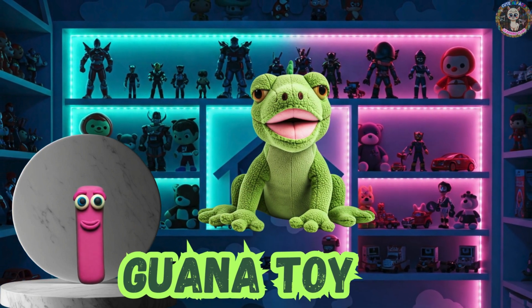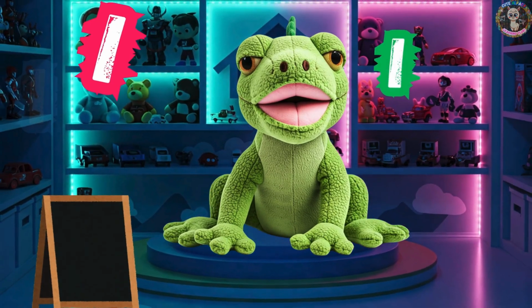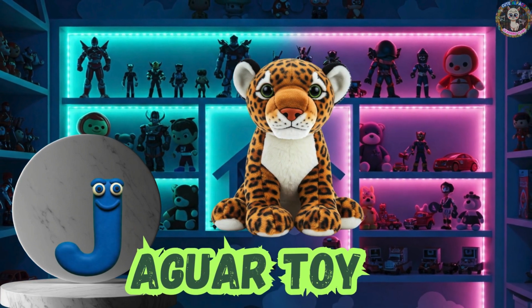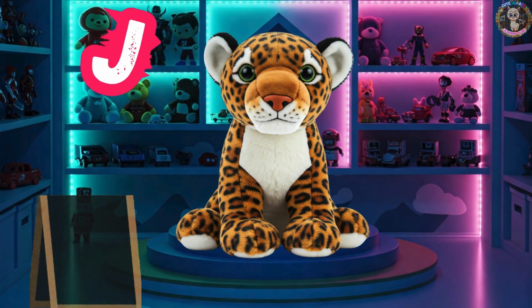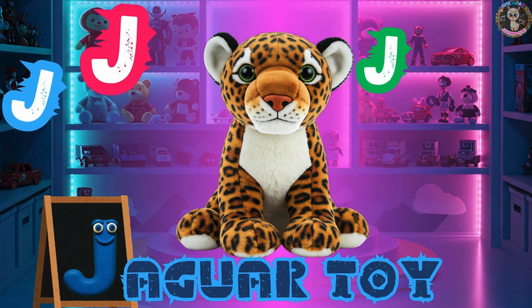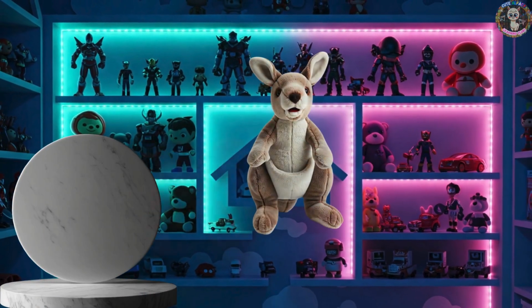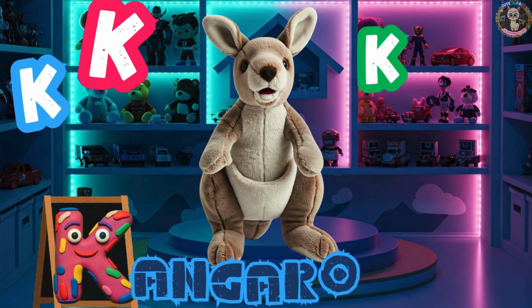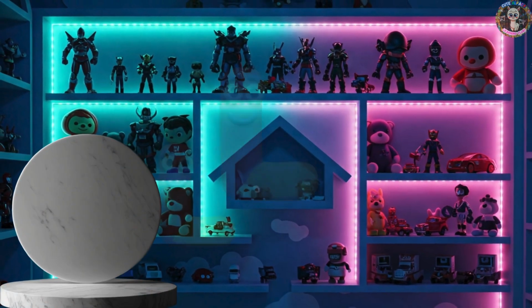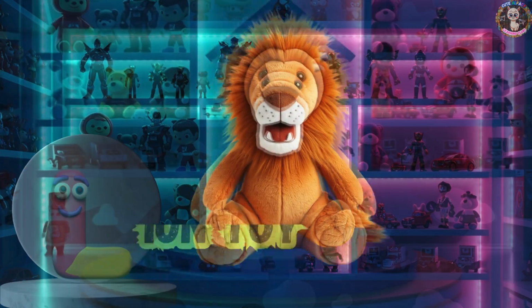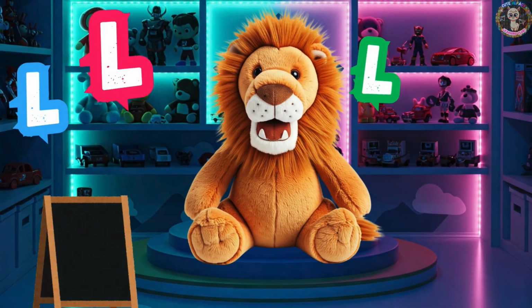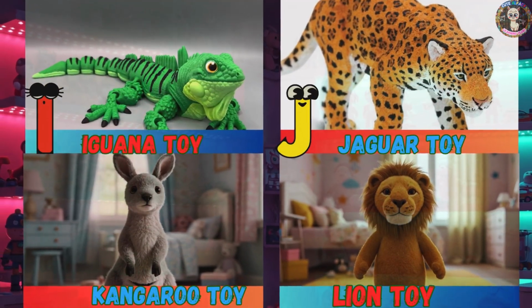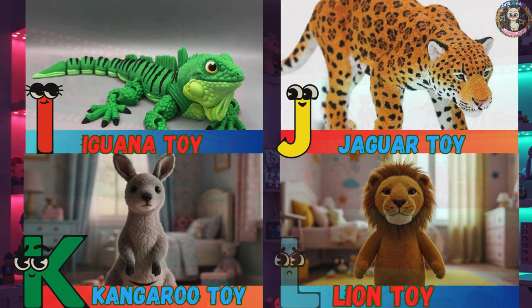I is for iguana toy. Iguana toy. J is for jaguar toy. J, jaguar toy. K is for kangaroo toy. Kangaroo toy. L is for lion toy. Lion toy. Iguana toy. J, Jaguar toy. K, Kangaroo toy. L, Lion toy.